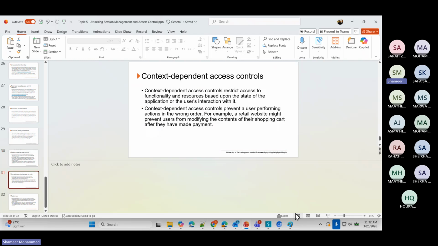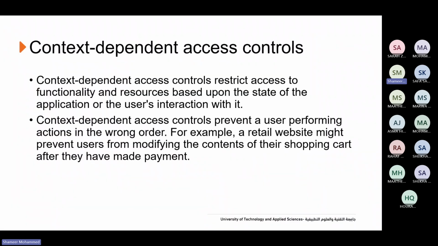Understand? Now, the last one I told you, context dependent access control. For example, any website prevents users from modifying the content of the shopping cart after you make the payment. Once you pay the money, the user cannot modify. He cannot delete or add an item once the transaction is complete. Then you can start a new transaction, but to the existing transaction, you cannot modify. This is called context dependent access control.